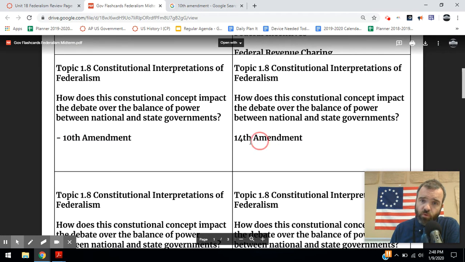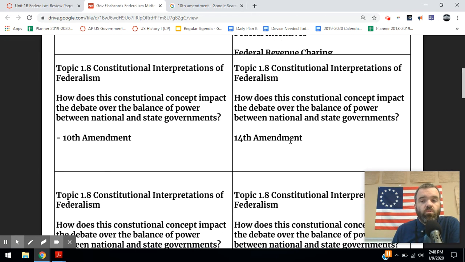On the flip side, the 14th Amendment, a really important amendment added after the Civil War, restricts state power. It specifically says that no state will deny someone due process of law, and no state will deny someone equal protection of the law. We'll talk about this more in our civil liberties and civil rights units, but broadly speaking, states are limited in the actions they can take when it comes to infringing upon people's rights or liberties.